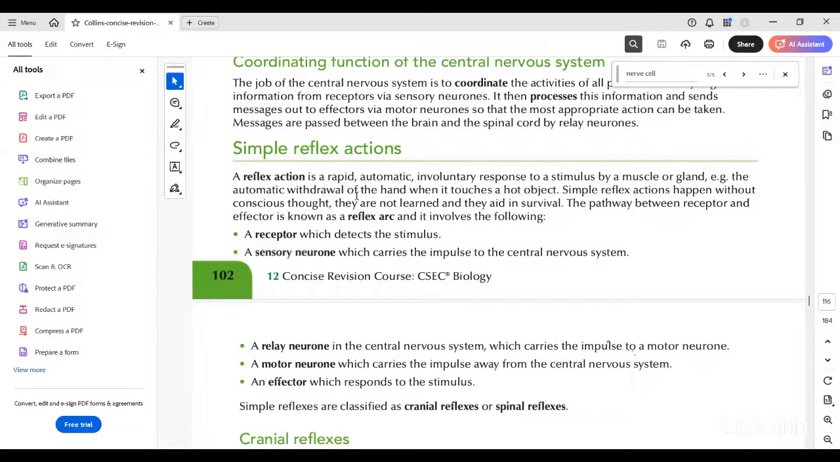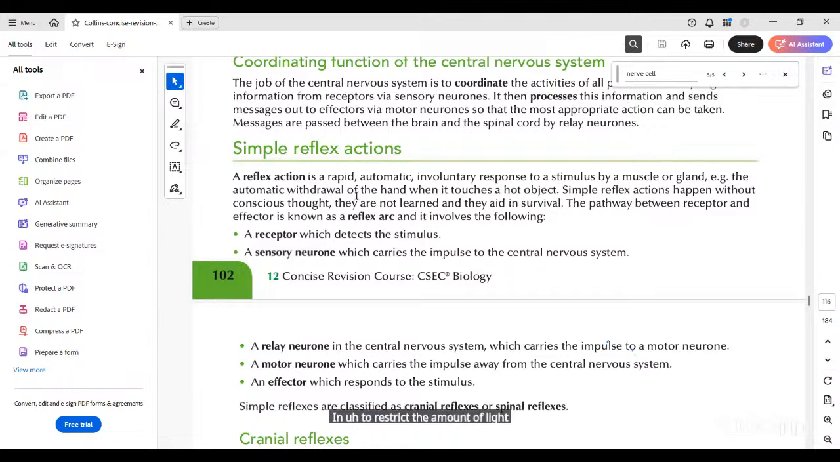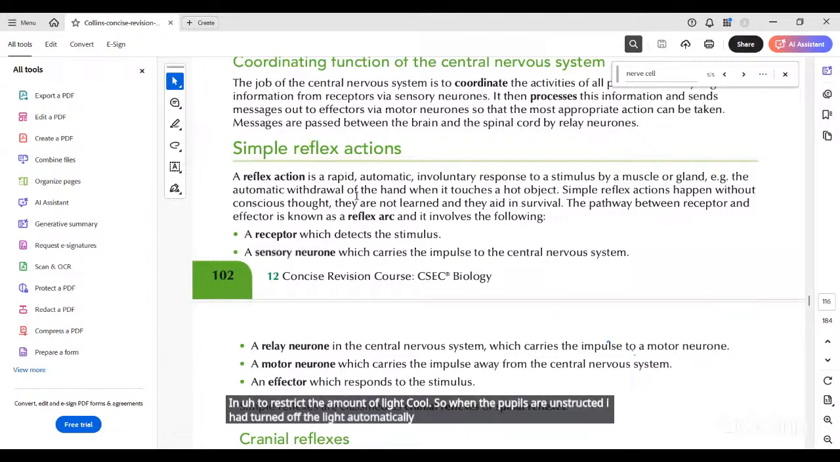Yes, sir. I think it's because your pupils dilate. Exactly. Your pupils will open up to take in more light when you're in the dark, but when you're in light, your pupils will constrict in order to restrict the amount of light. So when the pupils are constricted and you turn off the light, automatically you're not going to see, because there is too little light going into your eyes.